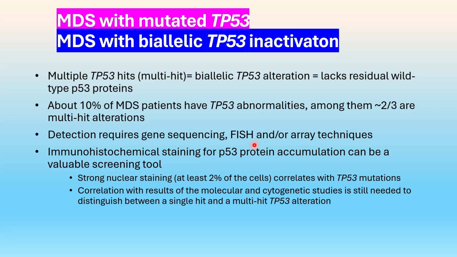One thing that we have found very useful, and a lot of other labs are using, is immunohistochemistry for p53. So if you see strong nuclear staining in at least 2% of the cells, it correlates well with p53 mutation. The issue is just seeing the positive stain is not going to tell us if it's monoallelic or biallelic, as was mentioned before, so we still have to do the molecular testing.